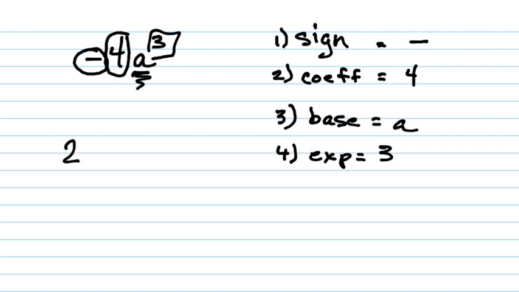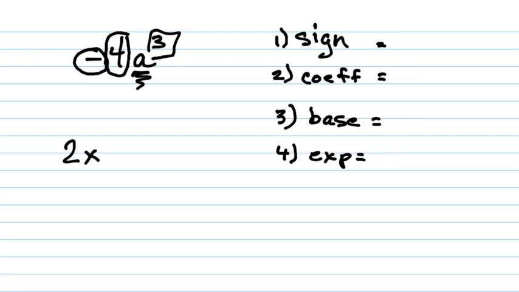So, look at this one. This is an example of an algebraic term. I know it's algebraic because it has a what in it? Oh, a letter. There you go. A letter in it. Good. So it should have all 4 of the parts. So let's see if it has all 4 parts.